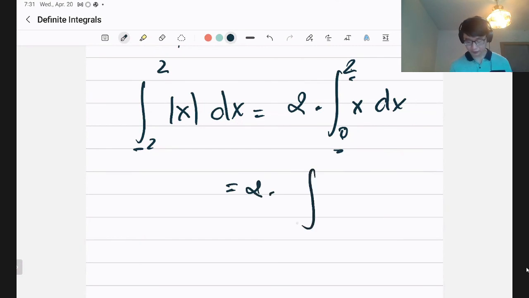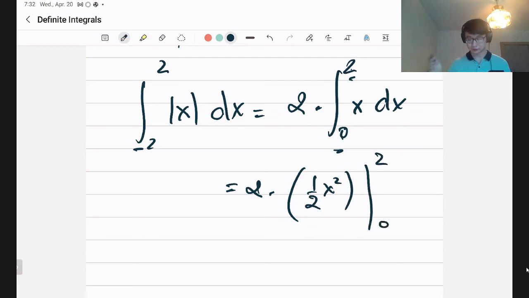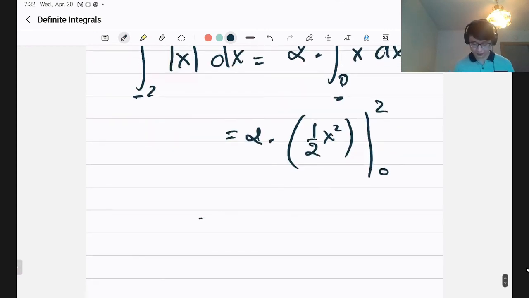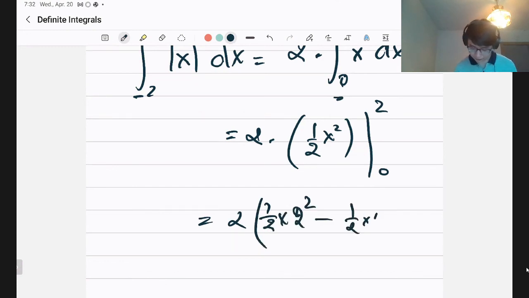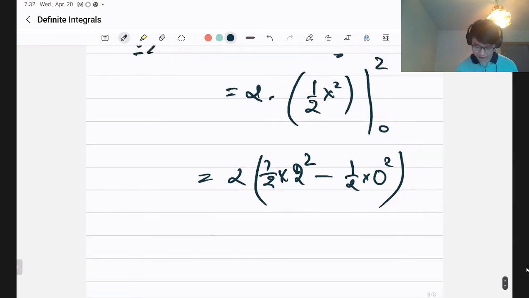So again, we integrate x from 0 to 2, so I get 1 over 2 x squared, measured from 0 to 2. Then I get 1 over 2 times 2 squared minus 1 over 2 times 0 squared. That gives me 2 times 1 over 4, this one goes out, so that will equal 4 units squared.